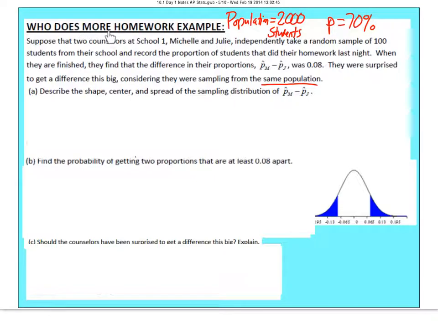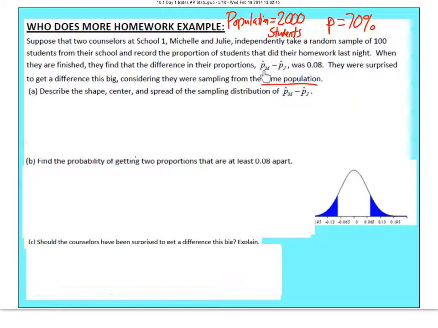Let's look at this example that brings together all three of those learning objectives into one problem. Who does more homework example? Suppose that two counselors at school 1, Michelle and Julie, independently take a random sample of 100 students from their school and record the proportion of students that did their homework last night. When they're finished, they find the difference in their proportions.